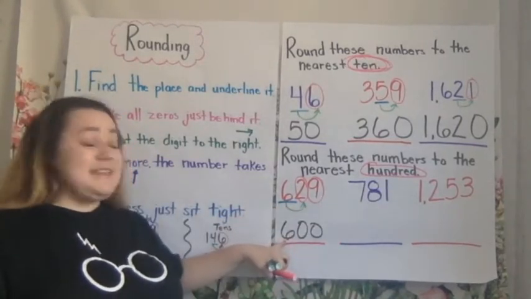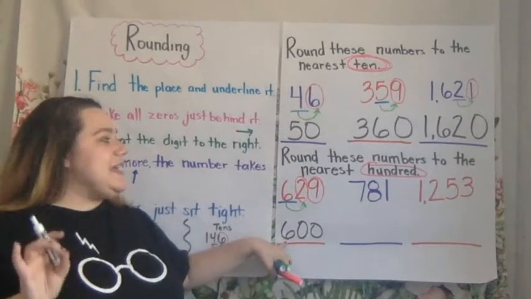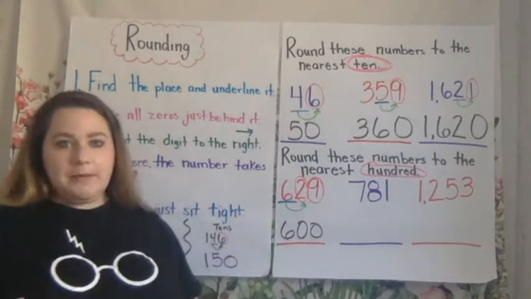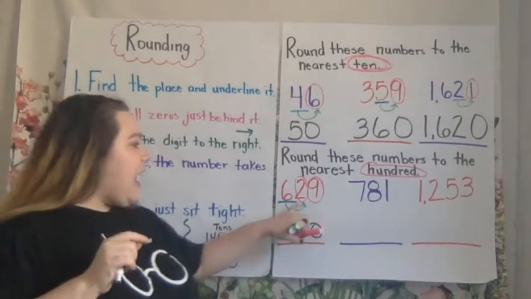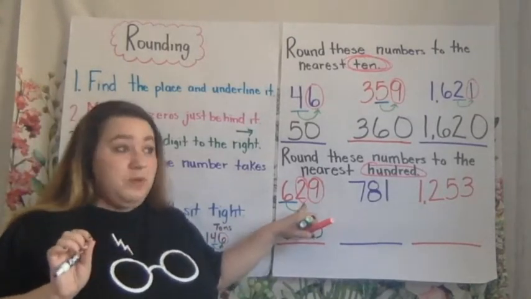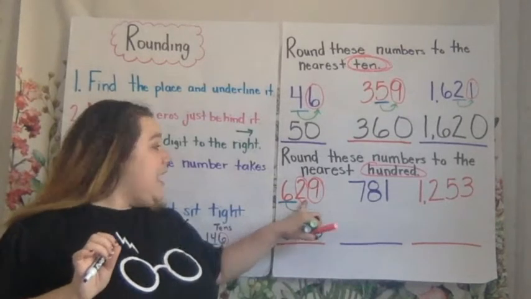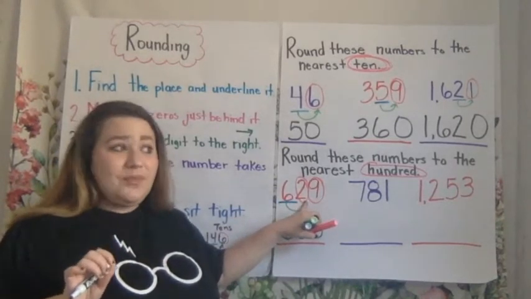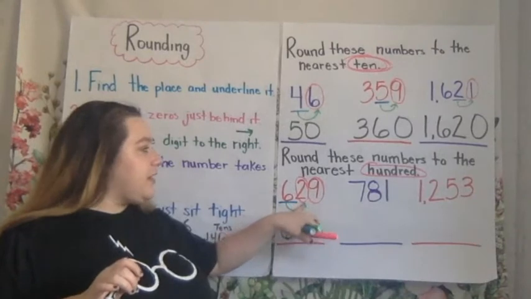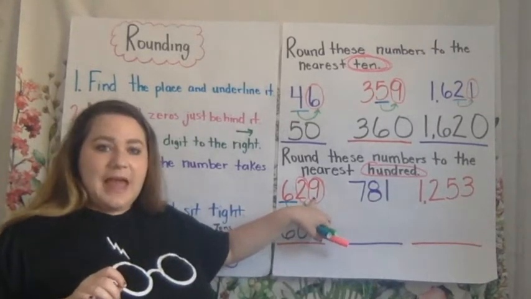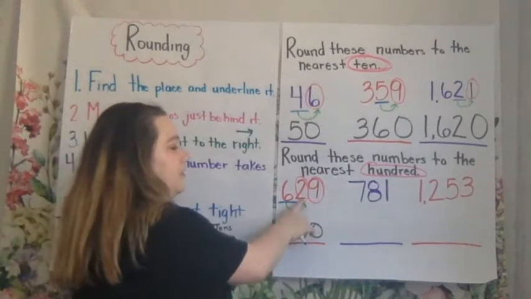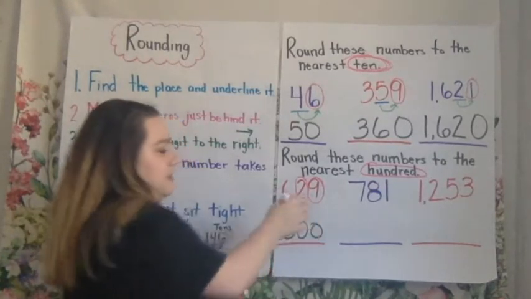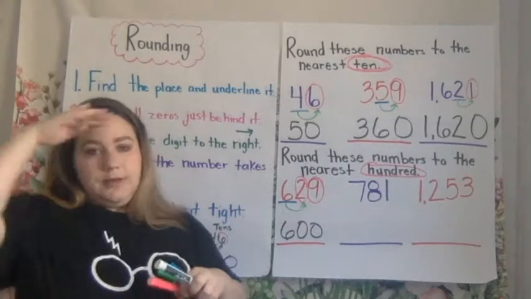629 rounded to the nearest 100 is 600. You probably saw me pause for a second because I got really nervous. I forgot for a second that we were rounding to the hundreds, and when I looked at this 2 and I saw this 9, I thought I messed up because I saw a 9 at the end. But remember, that's not what we're doing. It's the number right next door, not the last number. Whew, that almost tricked me.